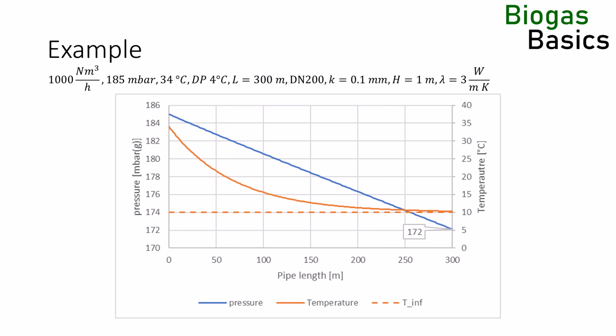The blue line shows the pipe pressure. At the end of the pipe, the pressure has dropped to 172 millibar. The orange line is the gas temperature. It approaches the soil temperature, which is the dashed line, and is almost 10 degrees Celsius at the end of the pipe. The chilling step to 4 degrees Celsius ensures that the gas will never start to condense as the dew point is below the soil temperature.